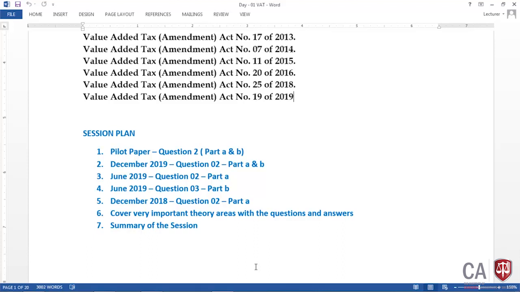Then December 2019 question 2 part A, which is on the VAT on financial services. With these questions I am going to cover the most important theoretical areas with you, and finally you should know from this session what your learning outcomes are and what the biggest picture is that you should have for the examination. We will see that. Before coming to the value added tax question in the pilot paper, taking 5 minutes I will explain the bigger picture of the value added tax.